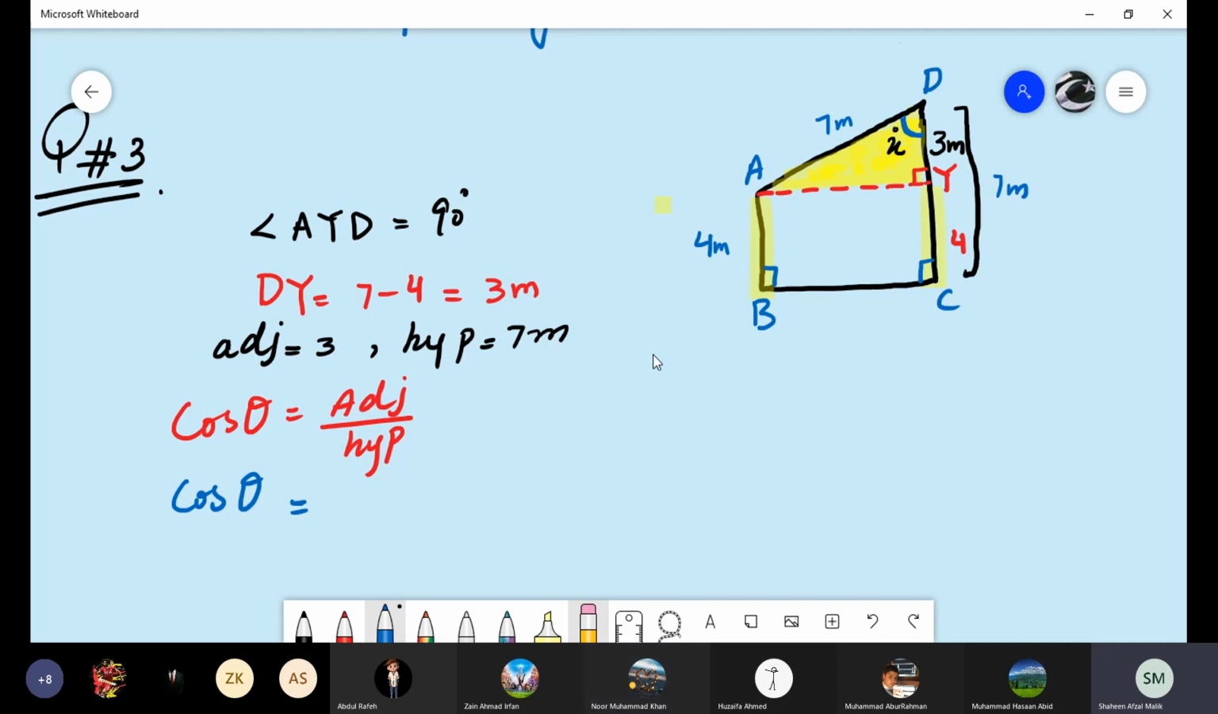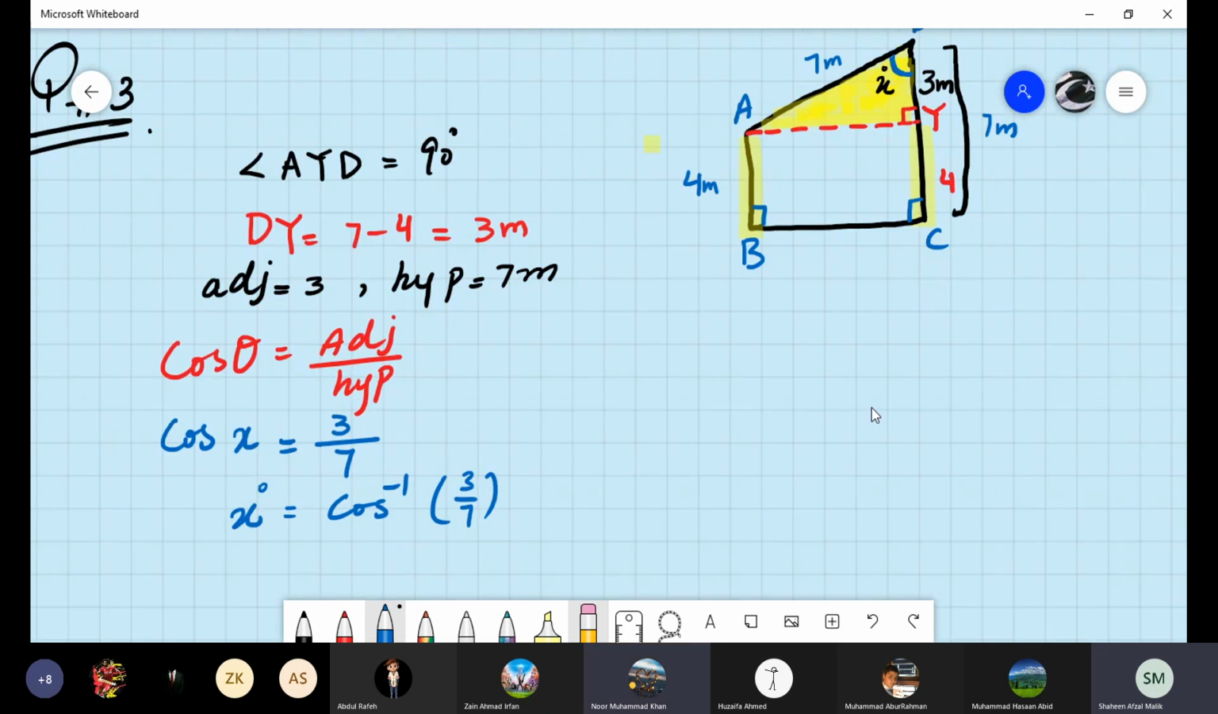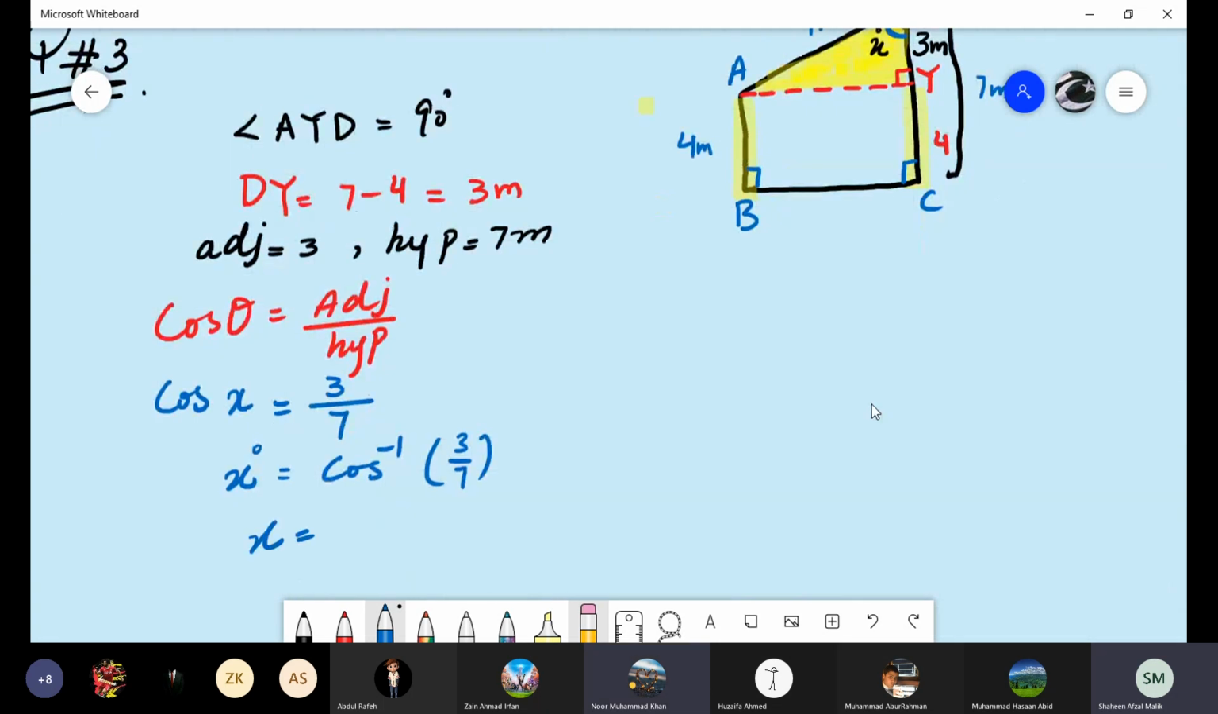Okay. So what is adjacent? Adjacent is 3. Hypotenuse is 7. How can you find out this theta? Theta we have to replace by X because I wrote X there. Yes, how can you find this angle X? Ma'am, take the inverse of 3 divided by 7. Cos inverse 3 by 7? Yes. What's the answer? Ma'am, 64.62. 64.6 degrees is your angle.